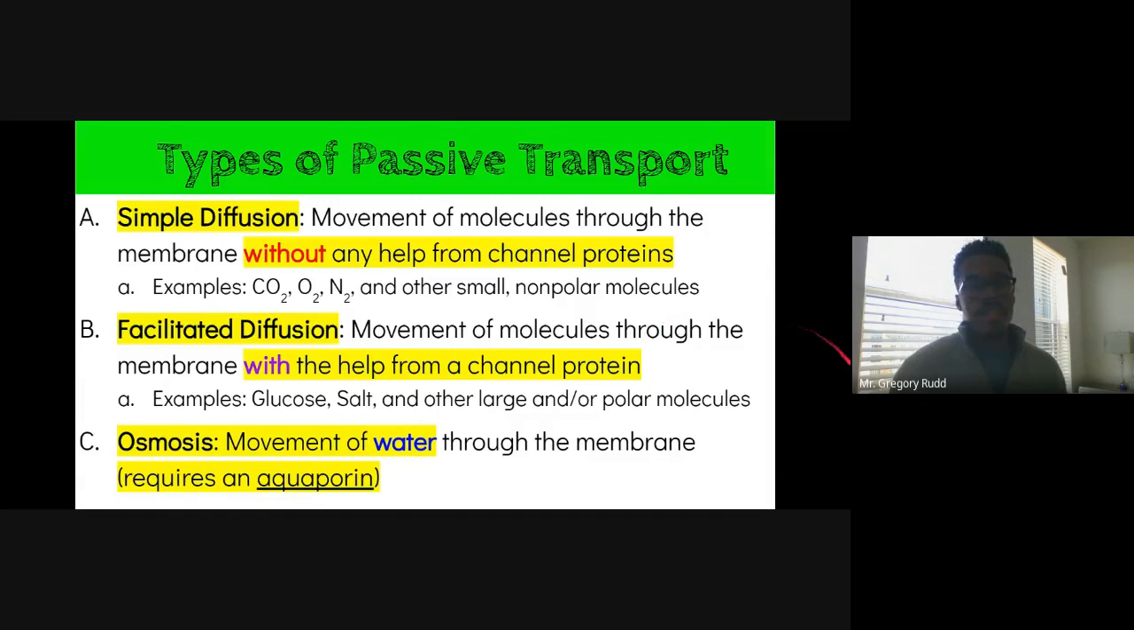Facilitated diffusion, on the other hand, does require the use of a channel protein. And a channel protein is basically just a large protein that spans the membrane, and it's a tunnel, essentially, from the inside of the cell to the outside.